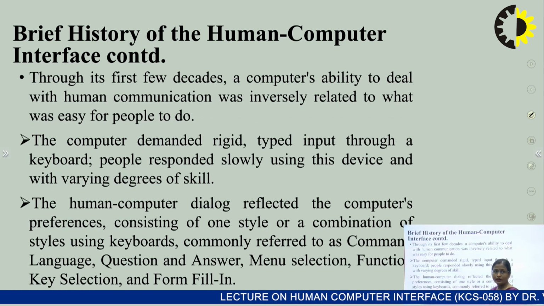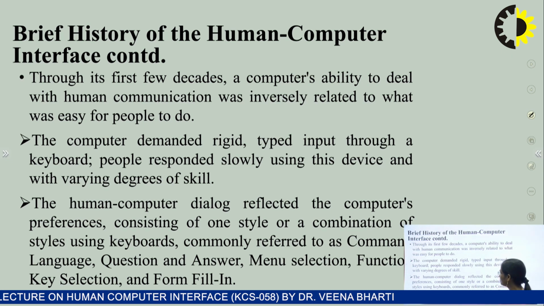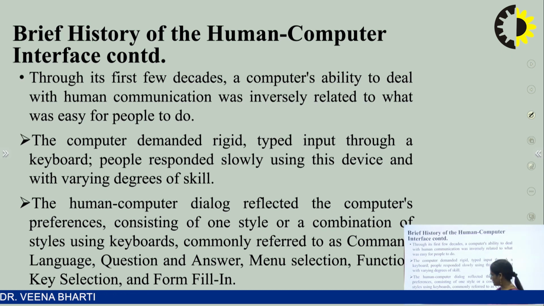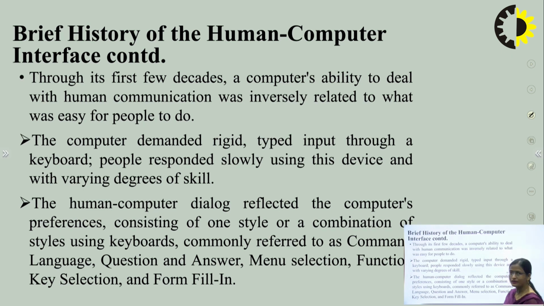Then, through its first few decades, a computer's ability to deal with human communication was inversely related to what was easy for people to do. The computer demanded rigid typed input through a keyboard. People responded slowly using the device and with varying degrees of skill. The human-computer dialogue reflected the computer's preferences, consisting of one style or a combination of styles using the keyboard, commonly referred to as command language, question and answer, menu selection, function key selection, and form fill-in.